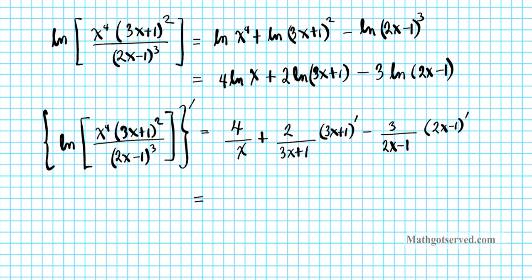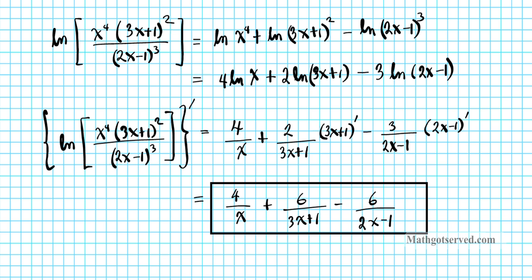This becomes 4 over x plus, if I differentiate this using the power rule, 3 times 2 is 6, so 6 over 3x plus 1, minus, if I differentiate this, it's just 2 times 3 is 6 over 2x minus 1. And there goes your answer, really nice and quick. Instead of doing the product rule and the quotient rule and all that stuff, it's not necessary. So sometimes applying the properties of logarithms can make the determination of the derivative extremely easy. Okay? Alright, so there you have it.